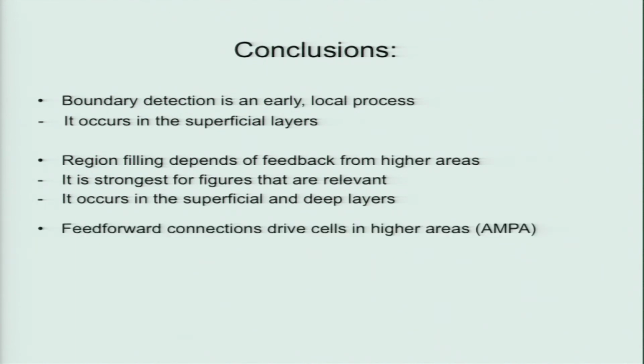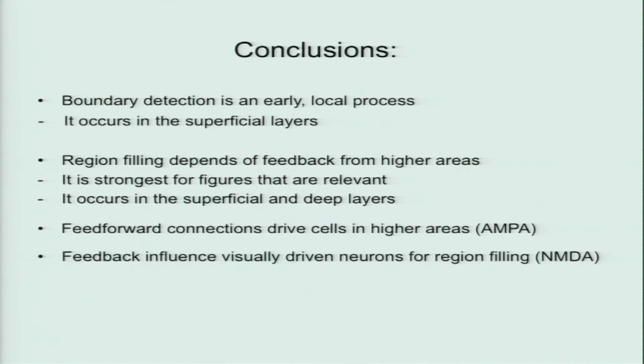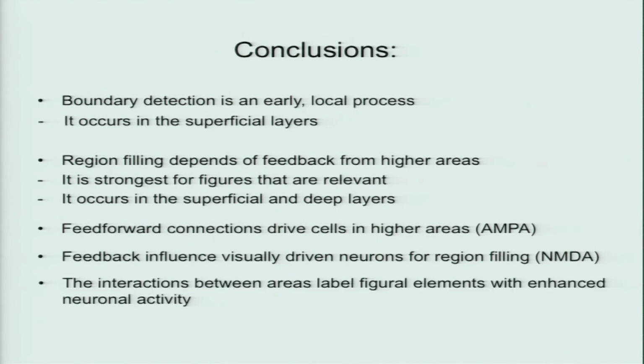We found that feed-forward connections tend to drive cells in the higher areas, and feedback connections tend to influence visually driven neurons. And we believe that we now start to understand how the interactions between those different brain areas are responsible for this process that labels all those image elements that belong to the same perceptual object with an enhanced response. And the last part, I suggested to you that through these human recordings it seems to be the case that imagery can activate neurons in area V1 or area V2.